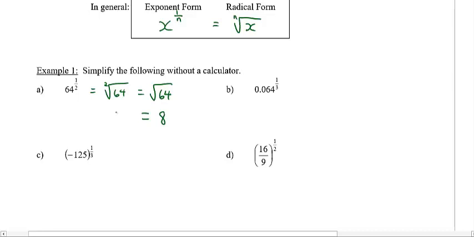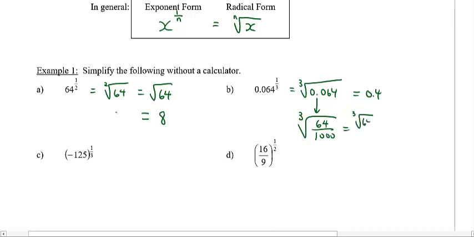Now this one, the 1/3, that's equal to the cube root. So it's the cube root of 0.064. You might not know this, but the answer is just 0.4. If that wasn't nice, you could rewrite this as a fraction. That's 64 over 1,000. And then you could have just taken the cube root of 64 over the cube root of 1,000, and you should be thinking, the cube root of 64 is 4, the cube root of 1,000 is 10, 4/10, that's also 0.4. Okay, so the same.